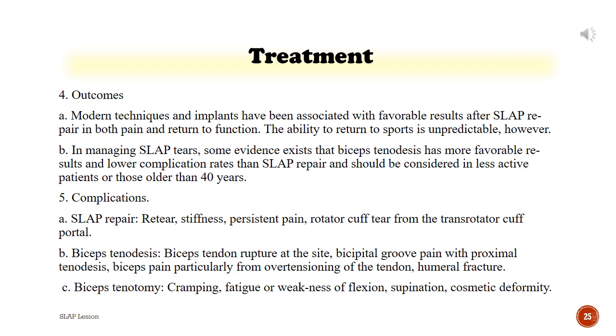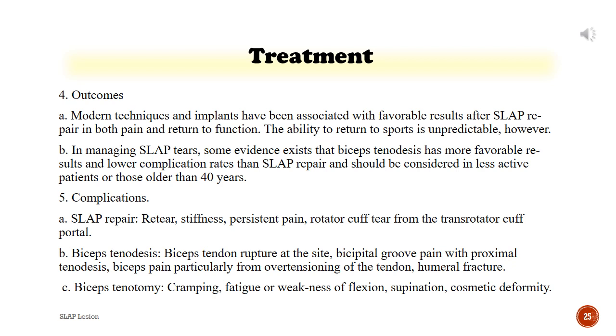4. Outcomes. A. Modern techniques and implants have been associated with favorable results after SLAP repair in both pain and return to function. The ability to return to sports is unpredictable, however. B. In managing SLAP tears, some evidence exists that biceps tenodesis has more favorable results and lower complication rates than SLAP repair and should be considered in less active patients or those older than 40 years.